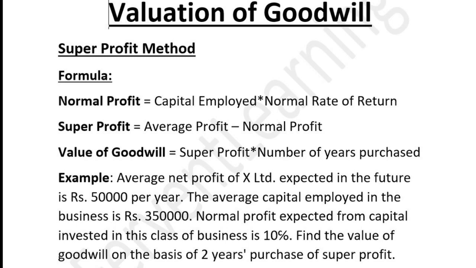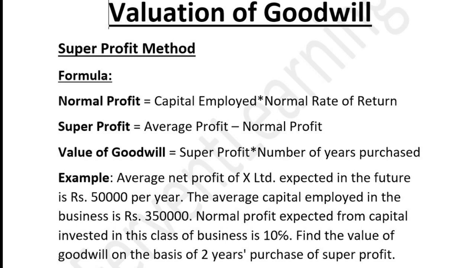After that, we need to calculate the super profit. For super profit, the formula is average profit minus normal profit. We already learned how to calculate average profit, and by subtracting normal profit from average profit, we will get super profit. After that, value of goodwill. For value of goodwill, super profit multiplied by number of years purchased.